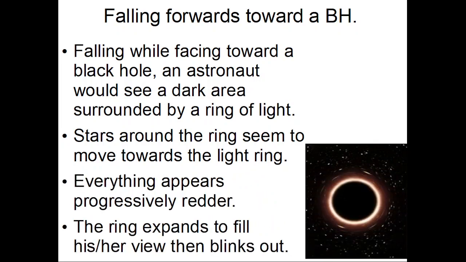Falling while facing toward a black hole, an astronaut would see a dark area surrounded by a ring of light. Stars around the ring seem to move toward the light ring. Everything appears progressively redder. The ring expands to fill the astronaut's view, then blinks out. You fall into a black hole, and your mass is not part of the black hole. Your energy is totally irrelevant to the black hole, but it adds to it.